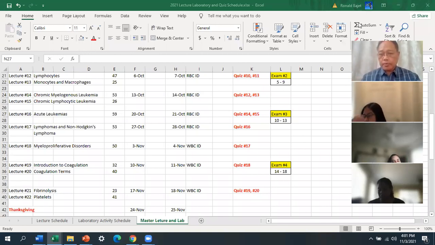Tomorrow, you'll be getting one exam on quiz number 17, lymphomas and non-Hodgkin's lymphoma. And then at the end of this lecture, I'll do a review on that one quiz. And then the following next week, on November 11, you'll be getting a quiz, of course, on today's lecture, which is the myeloproliferative disorders. But in addition, you'll be getting your exam 4 on lectures 14 to 18. Okay, and then after this lecture, I'll be doing a review.